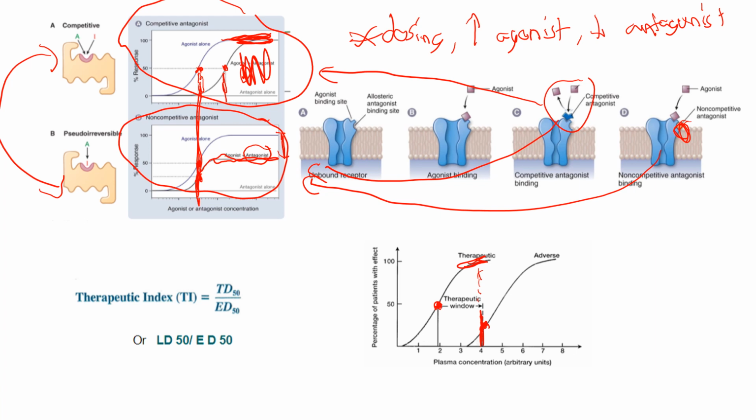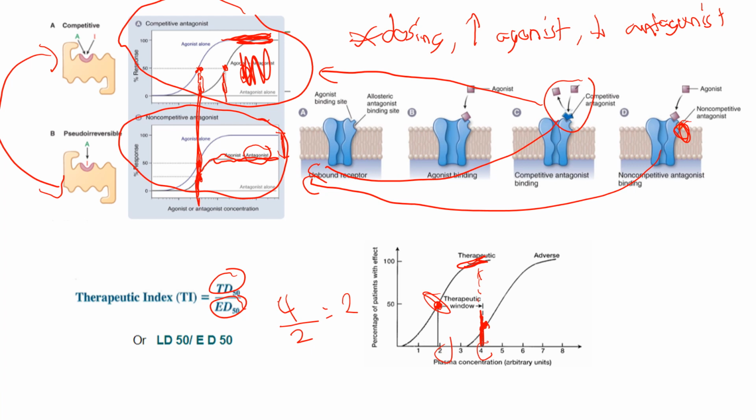Something else is therapeutic index. This is essentially our toxic dose over our efficacious dose. This will always be like a multiplier. In this case, let's just say our toxic dose down here is 4. Our efficacious dose is 2. 4 over 2 equals 2. So essentially, we can double the efficacious dose before we reach a toxic dose.